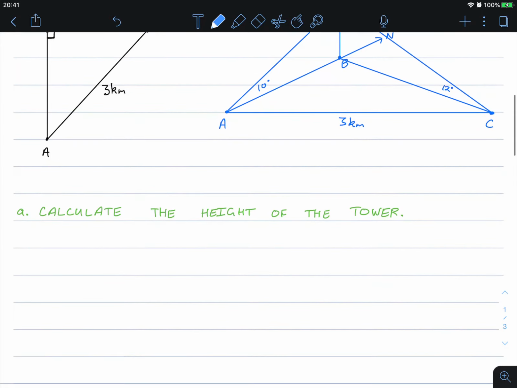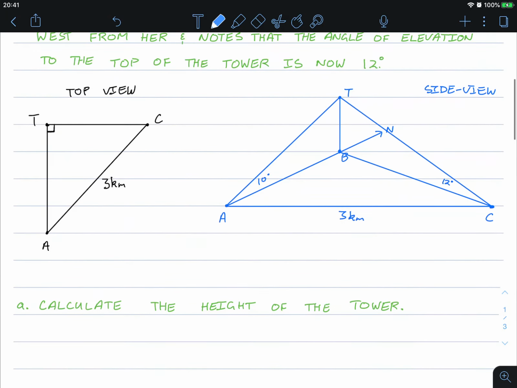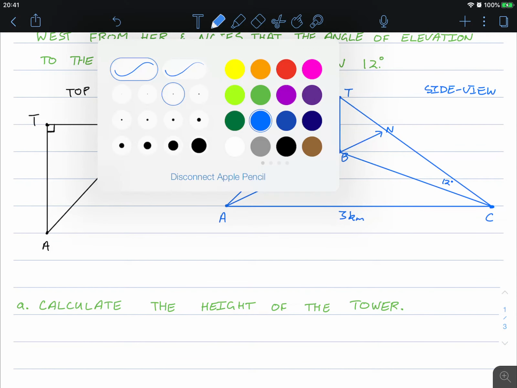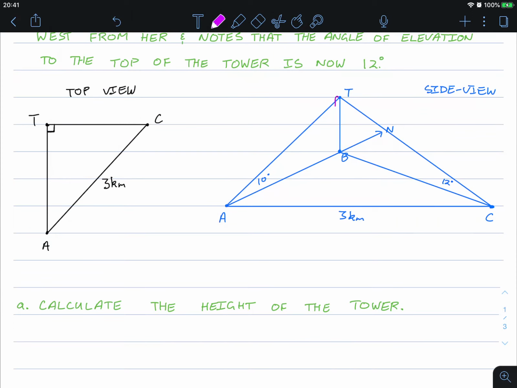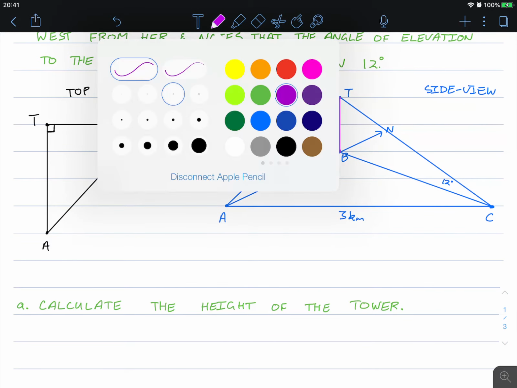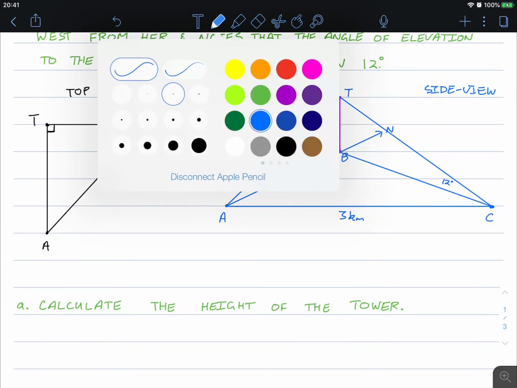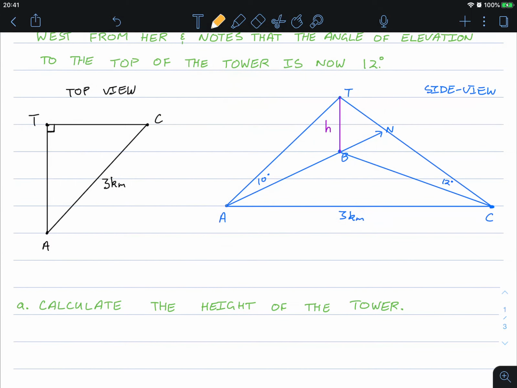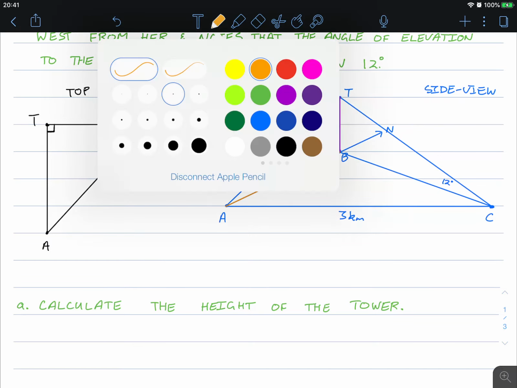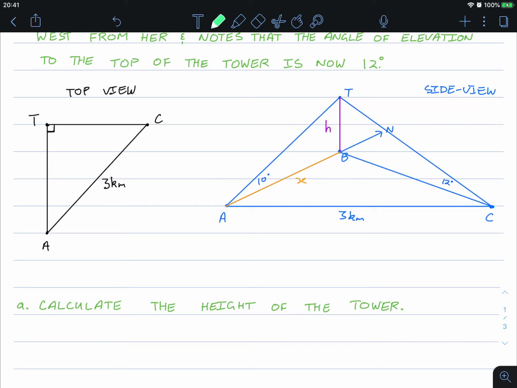So here we go. Calculate the height of the tower. Let's label this as the height. Let's label it in purple. Oh, actually, let's go over the top of it. That's the height of the tower, H. Now, for simplicity's sake, you'll see in a moment, I'm going to start labeling the sides that we need. So I'm going to be needing, let's do this in orange, side AB, let's call that X. And we also will be needing side, let's do this in this green here, side BC, let's label that Y.